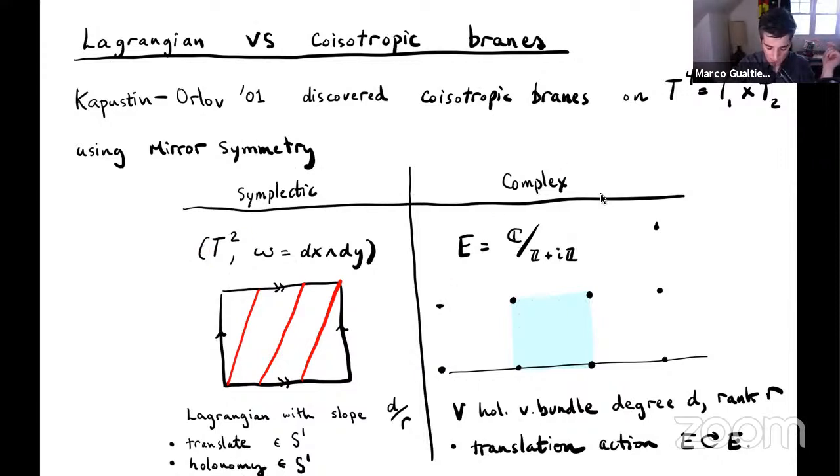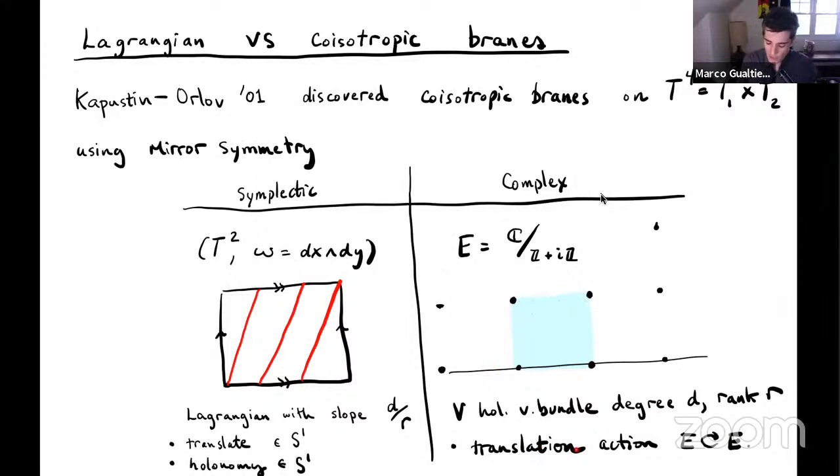The objects on the left side are Lagrangians, which I've drawn as a red circle embedded inside the T2 with a certain slope. This Lagrangian with a certain slope becomes a holomorphic vector bundle on the mirror side, a holomorphic vector bundle on the elliptic curve of a certain degree and a certain rank, which depends on this slope. There is a freedom here of translating the Lagrangian to the left or to the right. This gives us an S1 degree of freedom, and it corresponds to translation on this side.